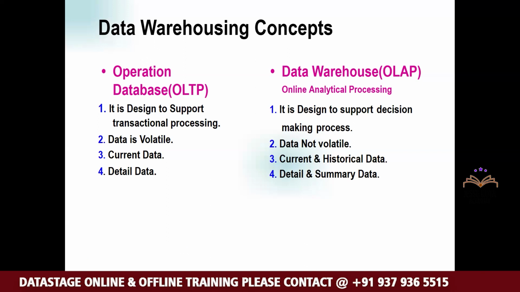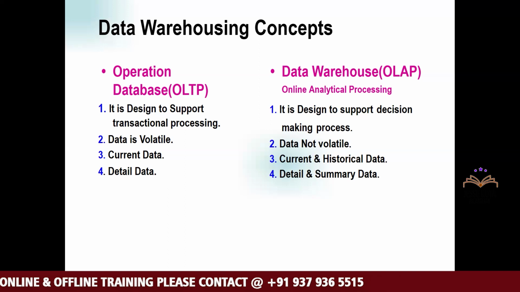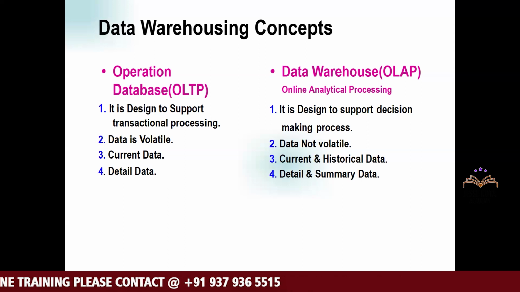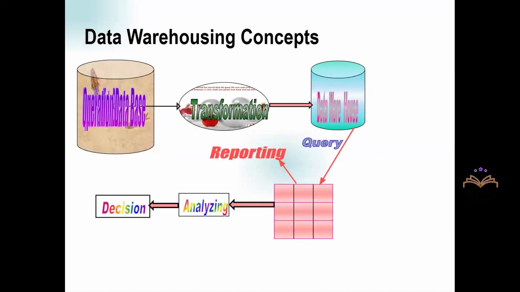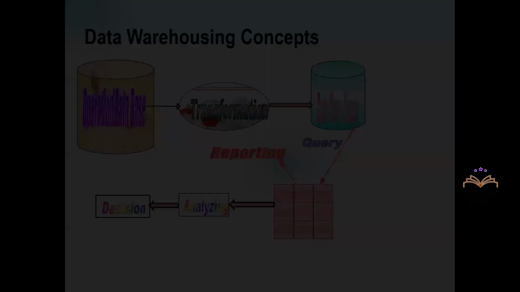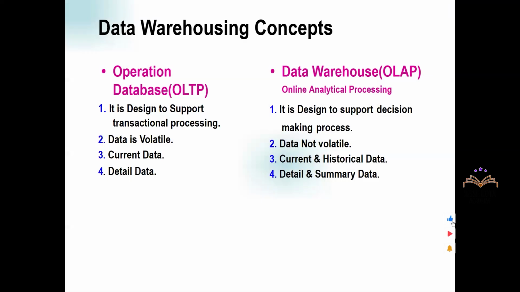Normally in dimension tables we will have all the detail entries. In data warehousing fact tables, we'll have the summarized information. So this is the main difference between OLTP versus OLAP. This is one of the common interview questions.